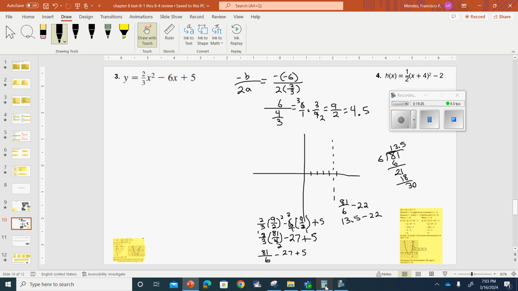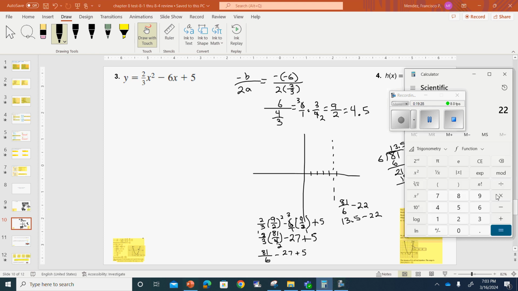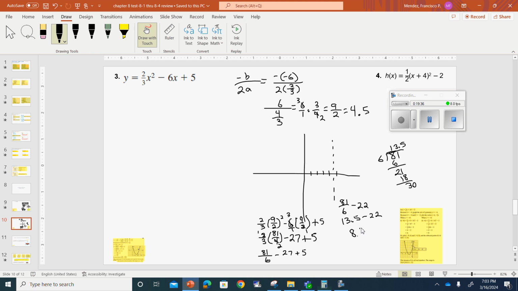All right, I'm going to get my calculator out. When I take 22 minus 13.5, I get 8.5. But don't forget, the 22, that negative, is bigger than this positive. So this would be a negative 8.5. So now we know that our vertex is going to be 4.5 and negative 8.5.